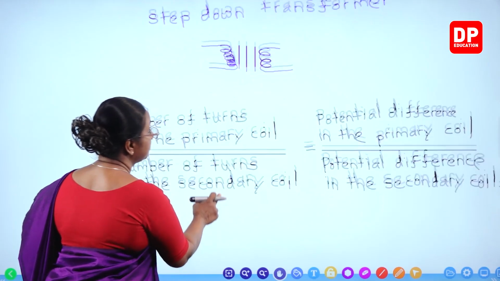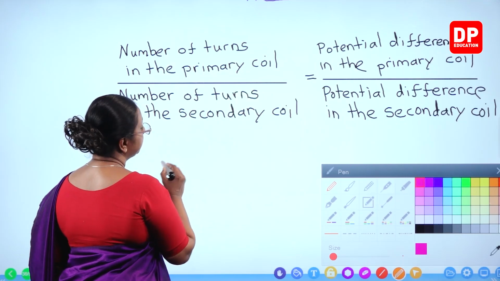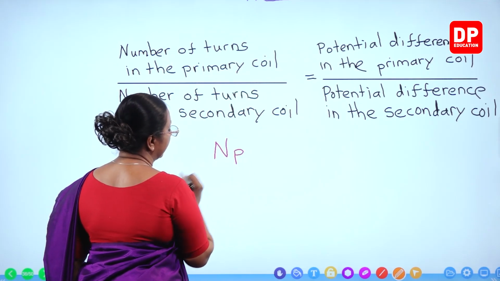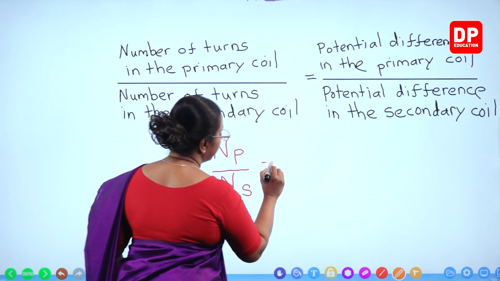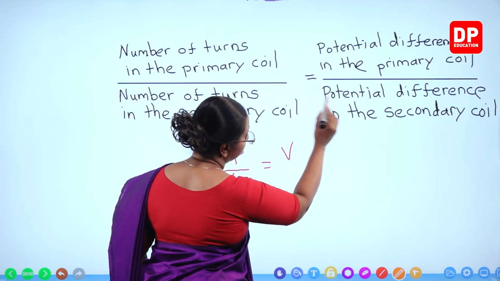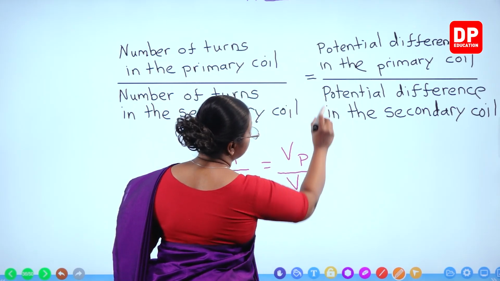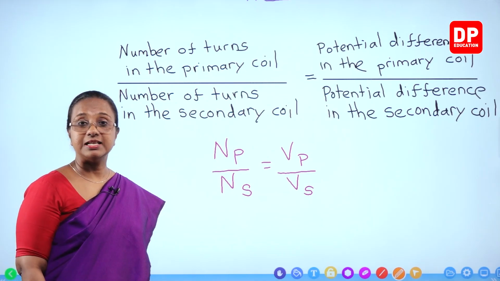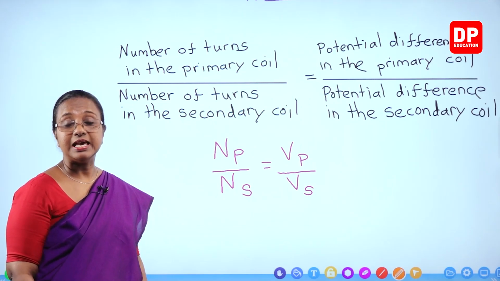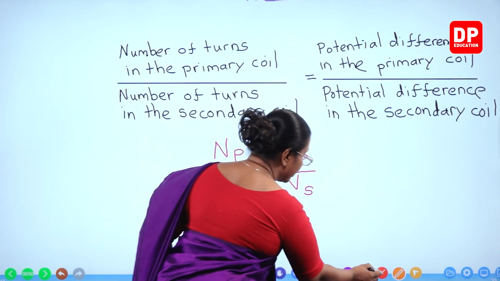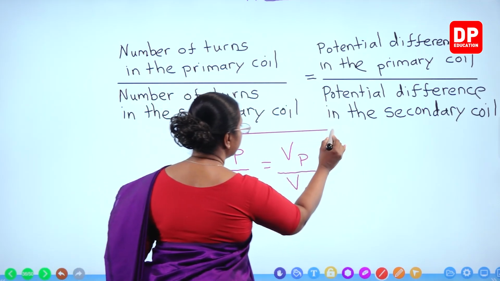If we use the symbols for this, number of turns in the primary coil, we use the symbol Np. Number of turns in the secondary coil, Ns. That is equal to potential difference or the electromotive force in the primary coil, Vp, divided by Vs, the potential difference in the secondary coil. So, Np over Ns gives you Vp over Vs. This is an equation that you need to remember, students. You all have to keep this in mind to do calculations.